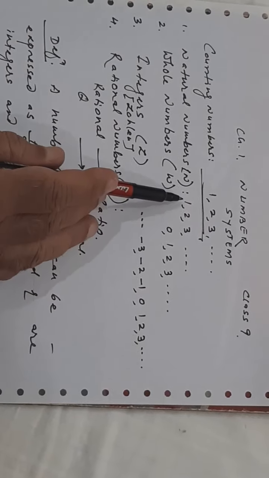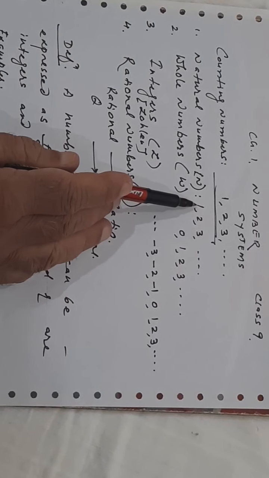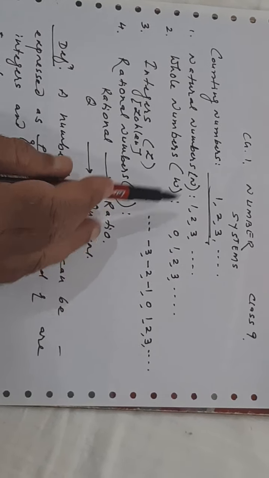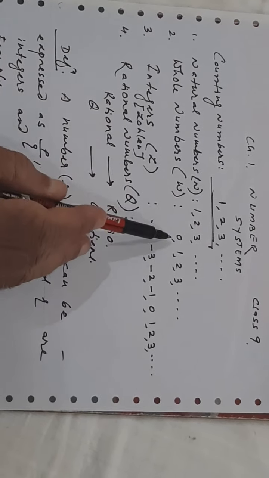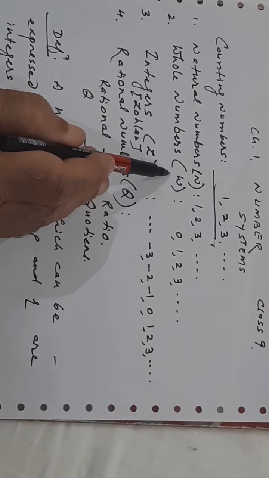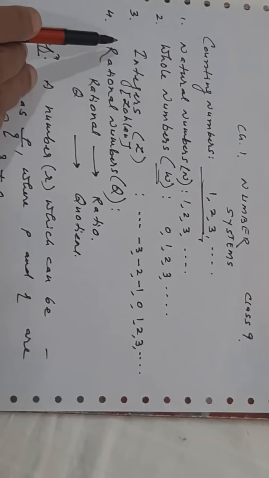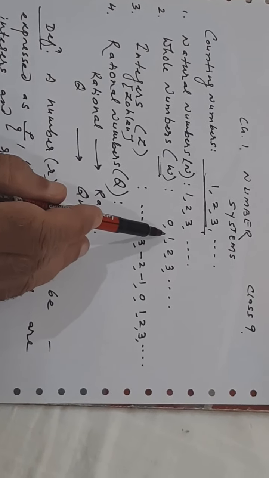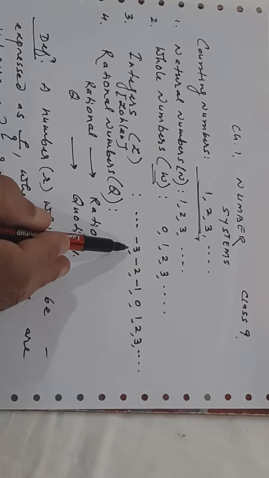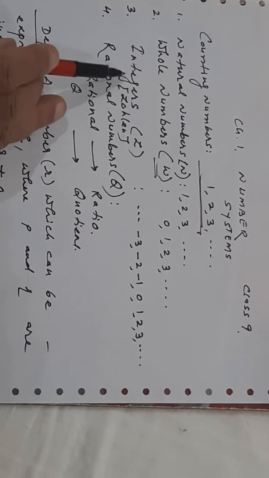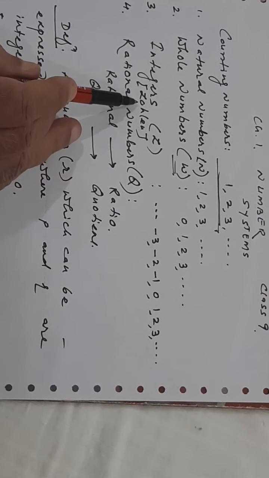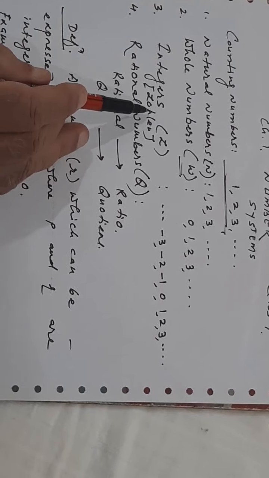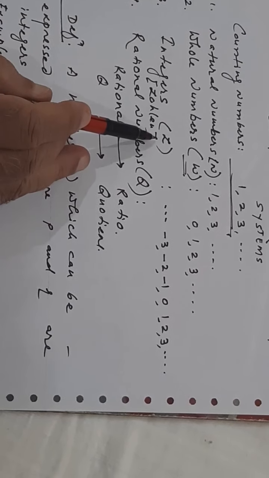Now here you see that 0 is not there, because 0 is not a counting number but it is a number. So when 0 is added to the natural numbers, these numbers are called whole numbers and the symbol is W: 0, 1, 2, 3 and so on. Here negative numbers are not there. When negative numbers are added, these numbers become integers. The integer symbol is Z, from the German word Zahlen.